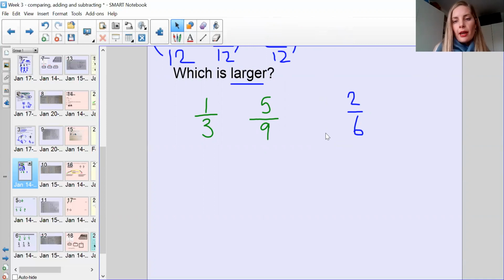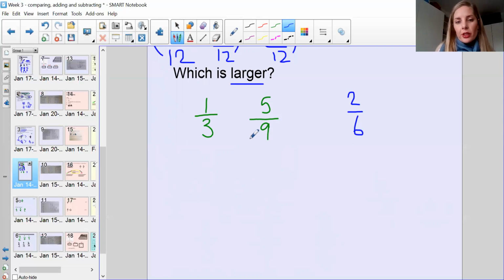First step, do they have the same denominator? No, they don't. Step 2, find the biggest number and decide if all the other numbers can go into that bigger number. If not, then take that bigger number and multiply it by 2 and see if the other numbers can all go in. Then make equivalent fractions and then compare. So pause the video now and have a go.